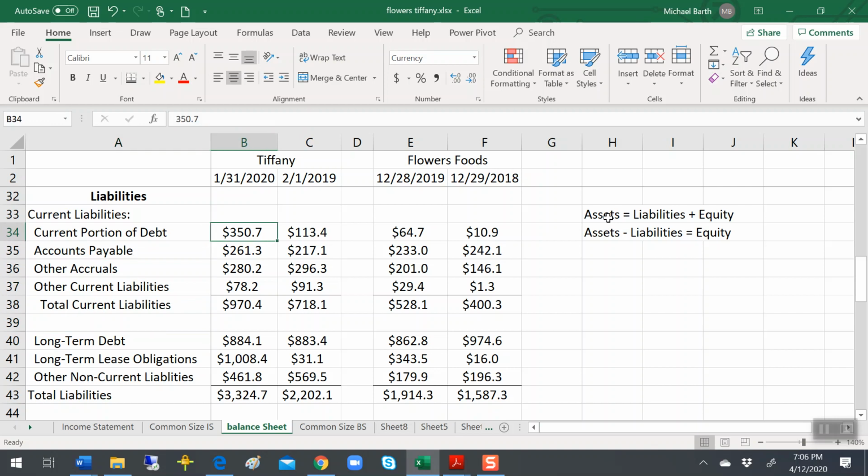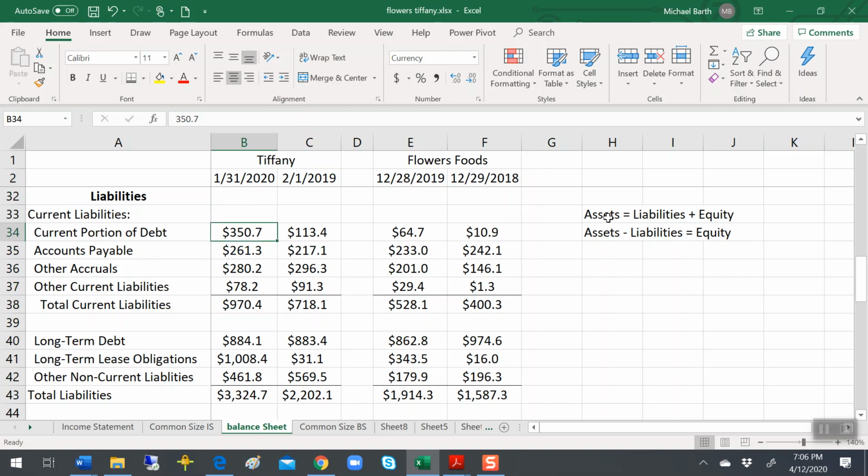Within the current portion, there is the current portion of long-term debt. Long-term debt is generally long-term borrowed money, like your parents might have a 30-year mortgage on their house. When they take it out, that 30-year mortgage has 30 years worth of payments. 29 of them will be considered long-term debt. The upcoming year's payments would be considered the current portion of debt.